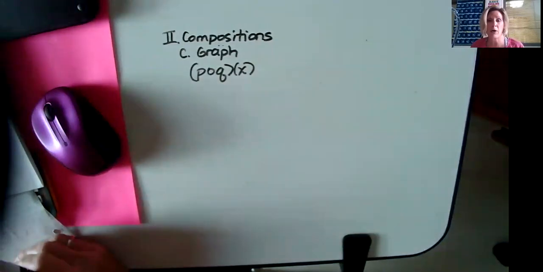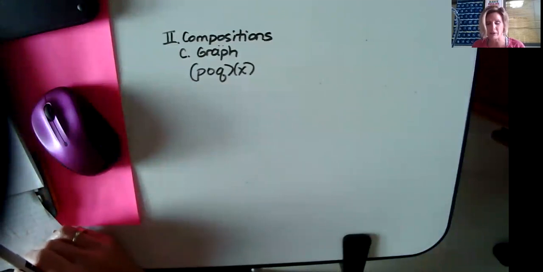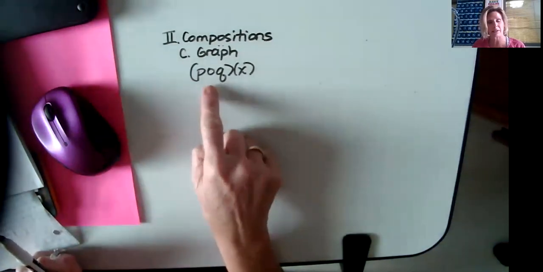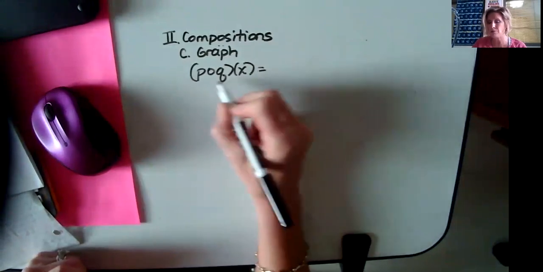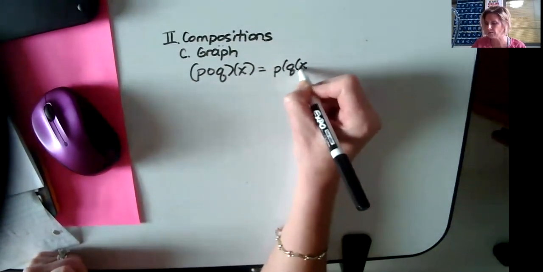Now we're going to talk about graphing compositions. And so you've got to have a graph of each of these to do this. Well, I have the graphs of p of x and q of x. And remember, to graph p circle q of x just means to graph p of q of x.